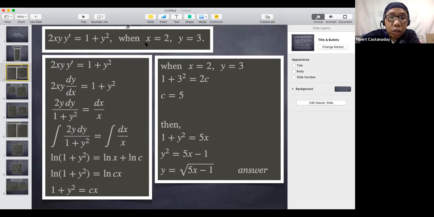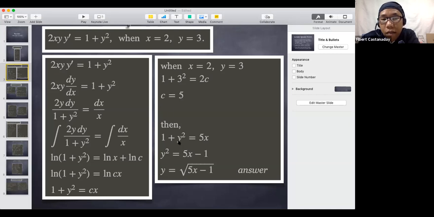Since we are given conditions, we need to determine the value of c so that we will have our particular solution. It says that when x is equal to 2, the value of y is 3. So we plug in these values to the general solution. We have 1 plus 3 squared equal to, the value of x is 2, so 2c. The 3 squared is 9, 9 plus 1 is 10, 10 divided by 2 is 5. So the value of the arbitrary constant c is 5.